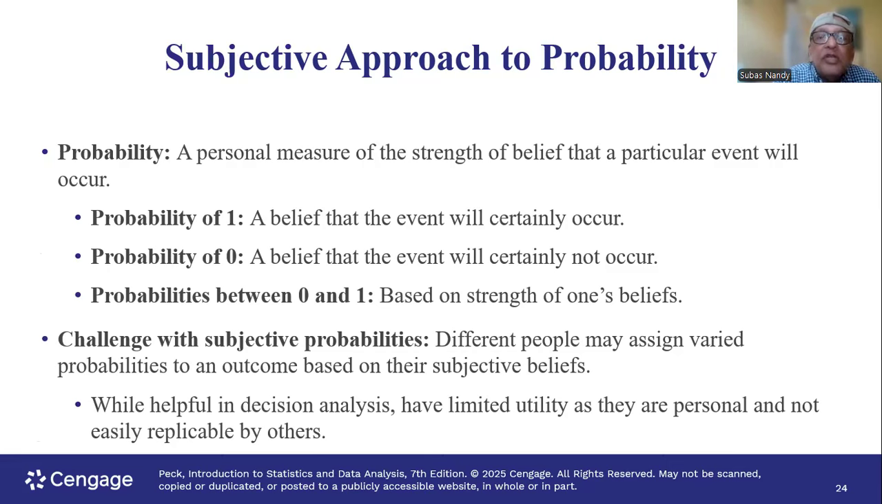For example, probability of 1 means the person is 100% sure that that given event is going to happen. If, on the other hand, the person believes the event is definitely not going to happen, like looking outside today is sunny, so if I say probability of rain today is 0, what does it mean? No chance of rain happening. It's 0% chance. So the highest probability will be 1, the lowest probability will be 0.